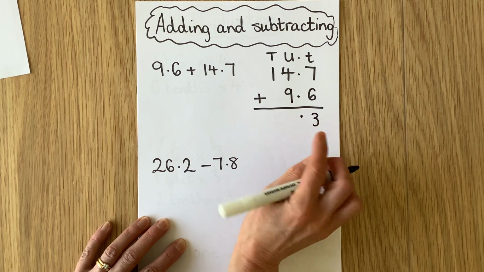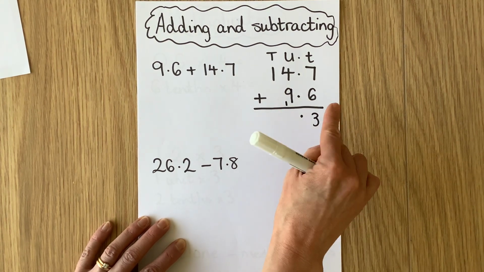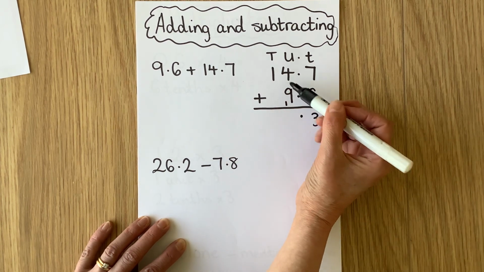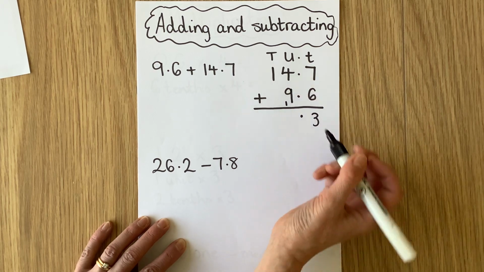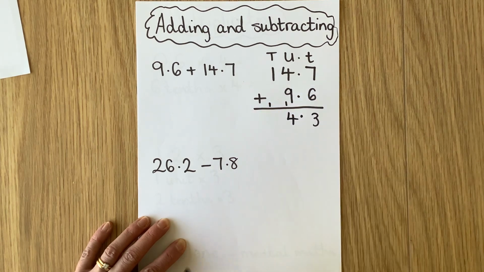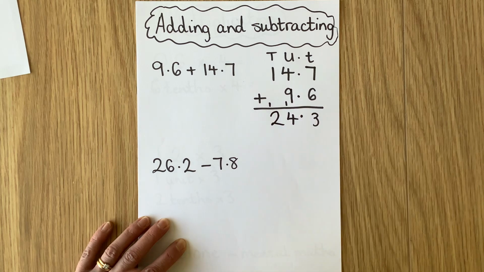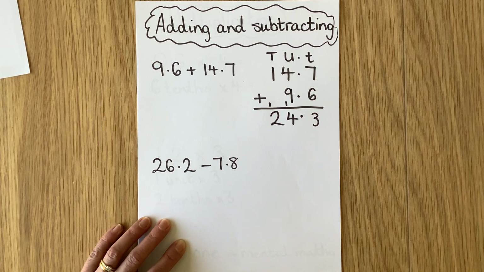So put down my 3, carry the 1 as I would always do, and I'm carrying it from the tenths into the units. Then I've got 4 plus 9 plus 1. So 9 plus 1 is 10, and 4 more makes 14. So put down the 4, carry over the 1, 1 plus 1, 2. So 9.6 add 14.7 gives me the answer 24.3.